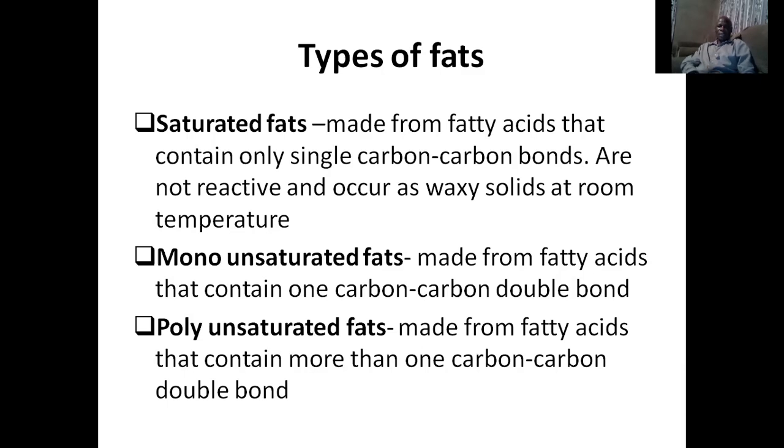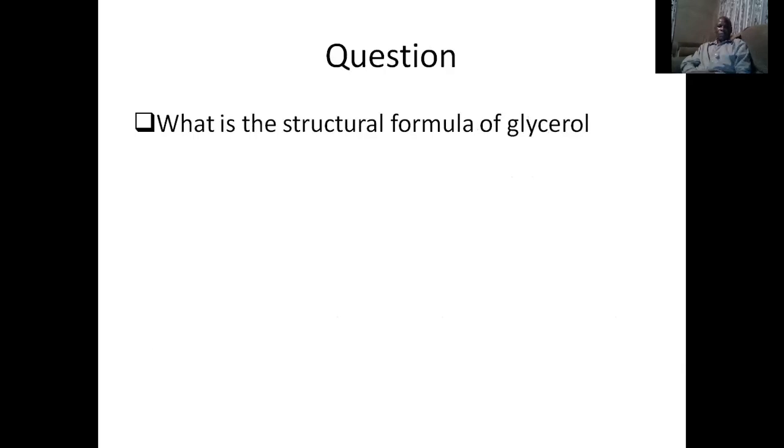Also, we have the polyunsaturated fats, which are made from fatty acids that contain more than one carbon-carbon double bond. So these will have more than one carbon-carbon double bond. So this is the difference between the saturated fats and unsaturated fats. And so I'll look at a very basic question here where we are asked to do something, at least to try and remember what we have done.